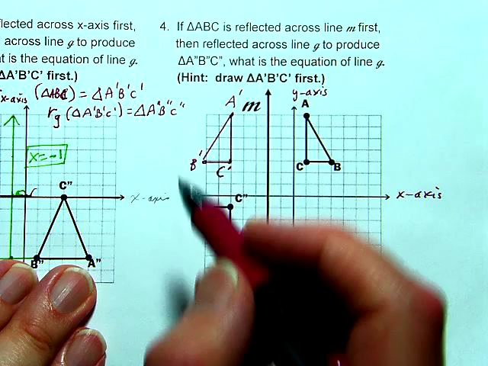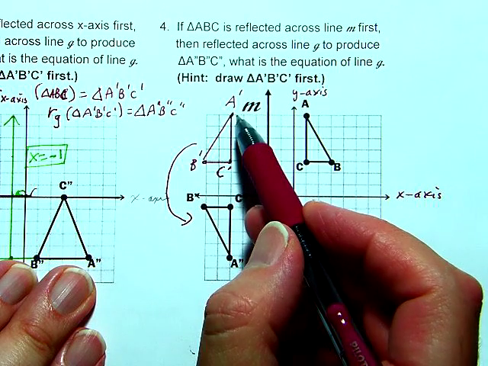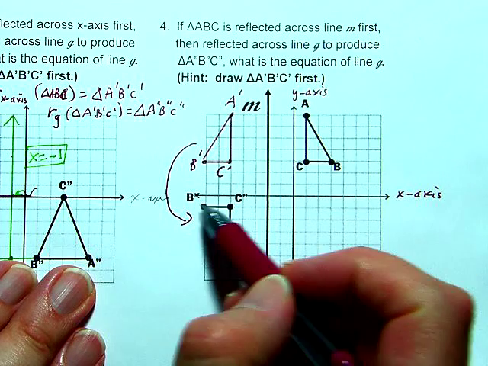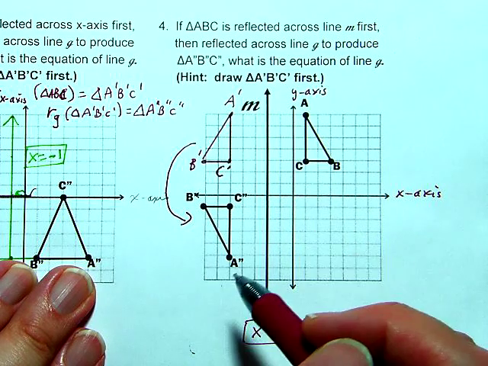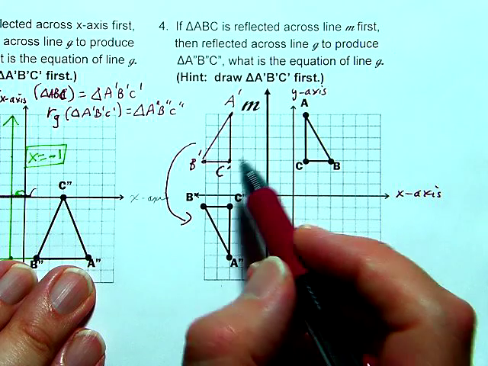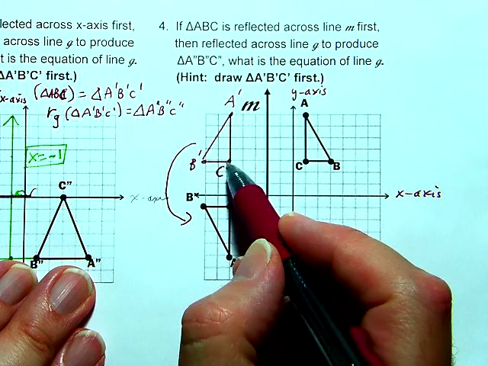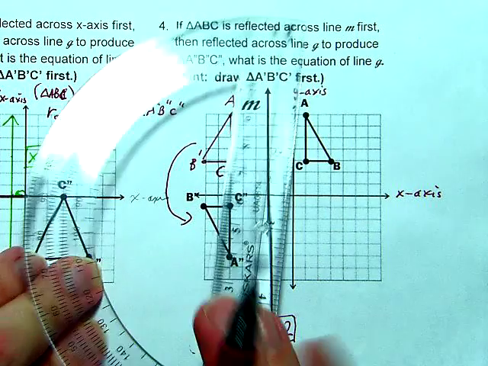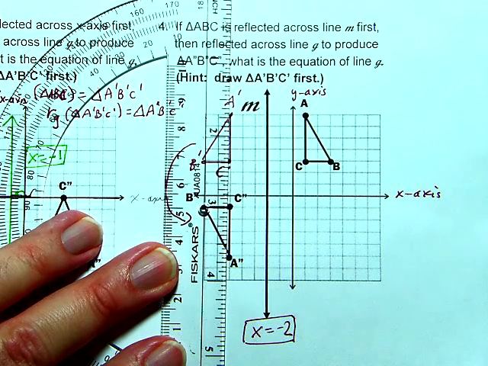So that has to do with the reflection from A prime, B prime, C prime triangle to this triangle A double prime, B double prime, C double prime. So again, to determine the equation of G, we can take any 2 points in the pre-image and the image that are corresponding points, draw a line segment between the two. In this case, we're going to draw a line segment between C prime and C double prime.